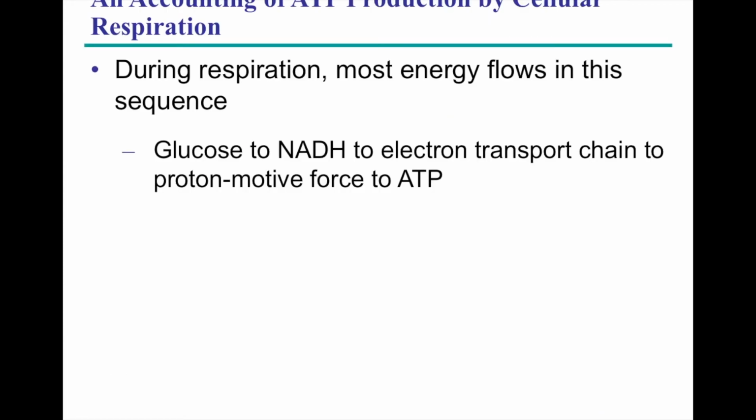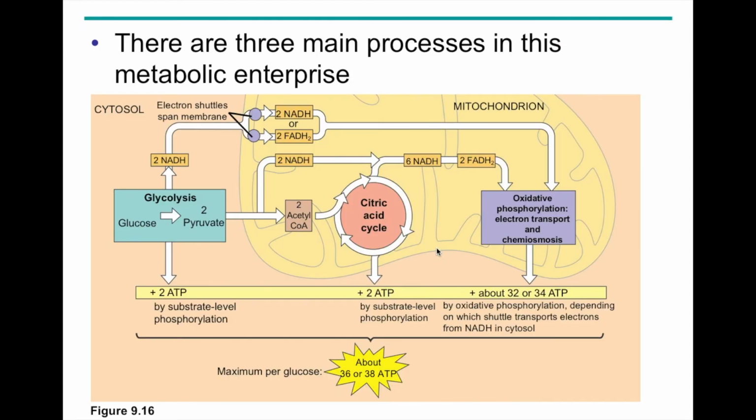Okay. So now, how much ATP is being produced, where, and in comparison to how much we donate? During respiration, most energy flows in the sequence: glucose to NADH to electron transport chain to proton motive force to ATP. This is exactly the process that we just looked at. There are three main processes in this metabolic enterprise. We have glycolysis, citric acid cycle, and oxidative phosphorylation.